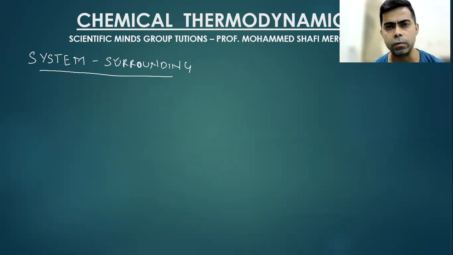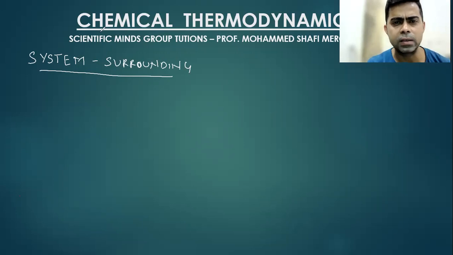Any part of the universe which is under thermodynamic consideration, make note of all these points. I won't write much, but whatever I say, you make note of these points. These are very, very important for building up the basics of thermodynamics. So system is any part of the universe which is under a heat flow, under an energy change, and the area outside the system is called surrounding. For example, a human being is a system, so the area outside us is called a surrounding.